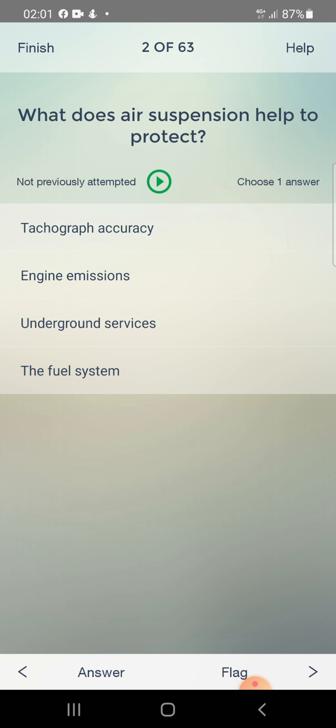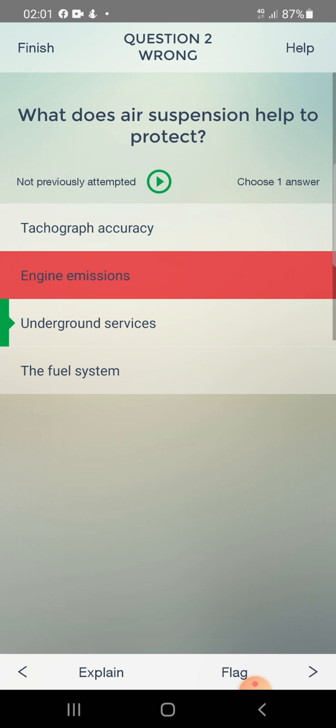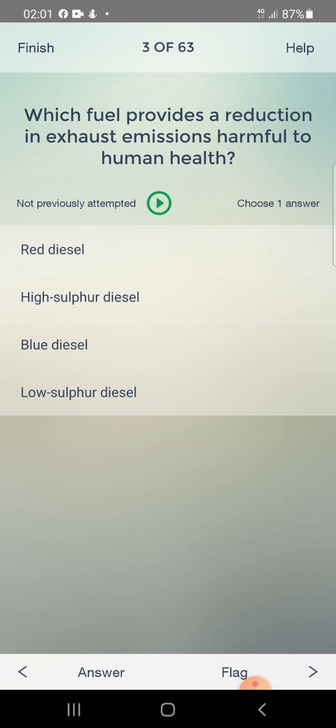What does air suspension help to protect? Tachograph accuracy, engine emission, underground services, the fuel system. So engine emission, no. Underground services, okay. Which fuel provides a reduction in exhaust emissions harmful to human health?